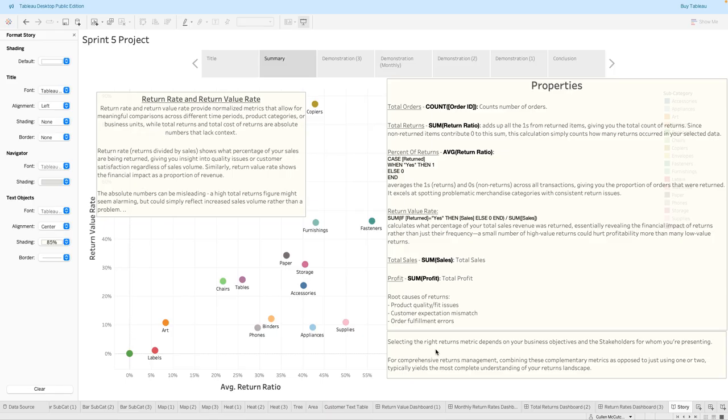Selecting the right returns metric depends on your business objectives and the stakeholders for whom you're presenting. For comprehensive returns management, combining these complementary metrics as opposed to just using one or two typically yields the most complete understanding of your returns landscape. Now, these are the two that I picked as the most comprehensive, but in the tooltips for the first two, you'll see that every metric is listed.